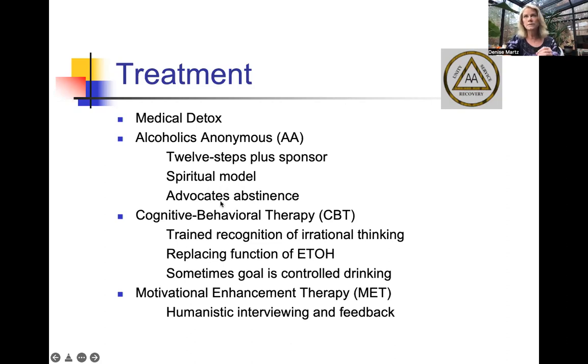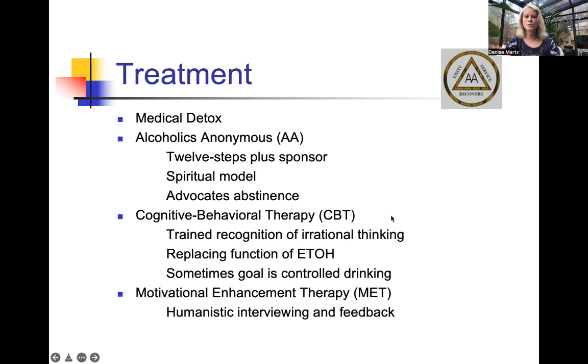Alcoholics Anonymous believes that it's a disease, and because it's a disease, you have to be absolutely abstinent. Because you have the disease, you cannot even drink lightly, because if you try to drink lightly when you have the disease, it will send you into a full-blown binge and a bender kind of thing.